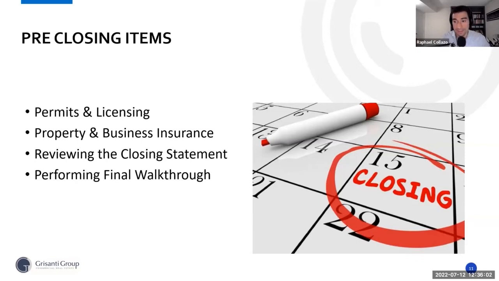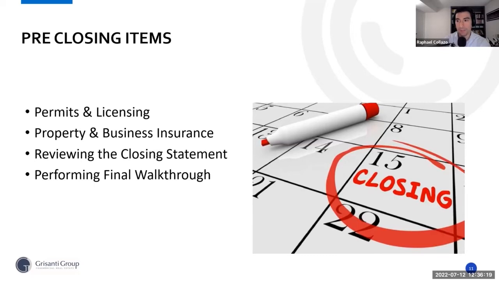First off is permits and licensing. As many of you who have been in business for quite some time already understand what licensing and permits you need. You can go to the city and a lot of times they'll be able to tell you exactly what you need. But again, this is a checkbox that needs to be checked before closing.